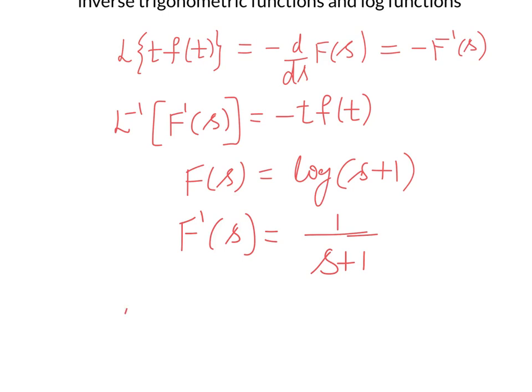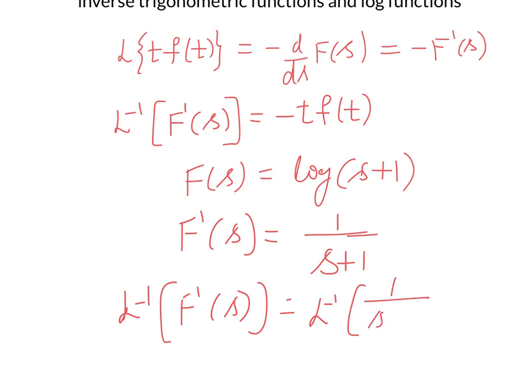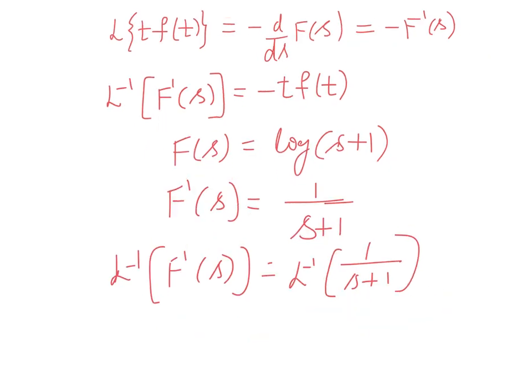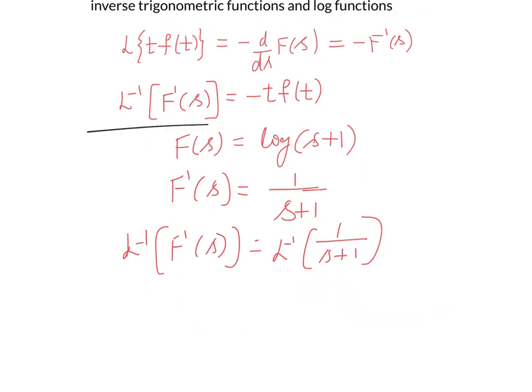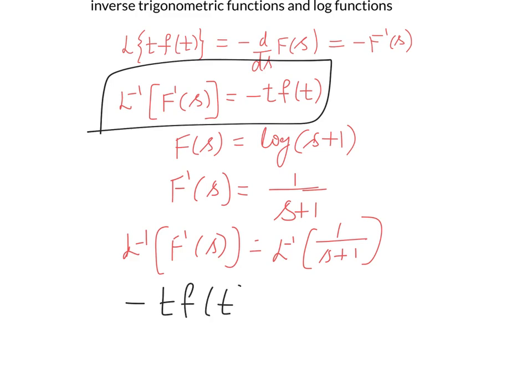So the inverse Laplace transform of F'(s) is the inverse Laplace transform of 1/(s+1). According to the property we discussed, the inverse Laplace transform of F'(s) is what? Minus t f(t). On the right side, we know that the inverse Laplace transform of 1/(s-a) is e^(at), so it will be e^(-t).